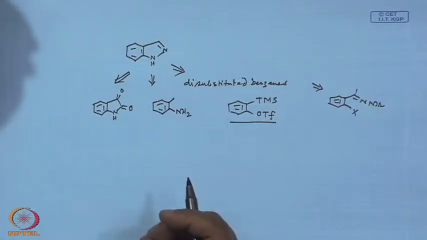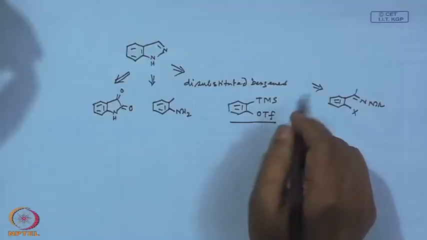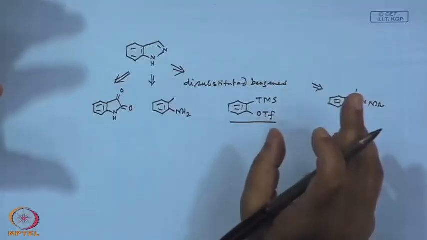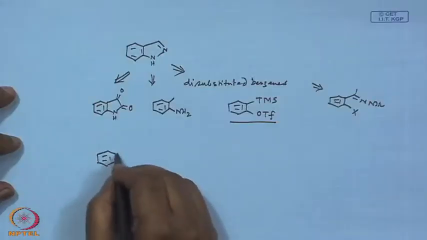If you use, let us say, cesium fluoride or potassium fluoride or tetrabutylammonium fluoride, the fluoride first attacks the TMS group and then it induces the loss of triflate. So, it is a nice important precursor at room temperature. As we will see, how to make use of it in the synthesis of indazoles. Okay. The one that is mechanistically important is the middle one, the second one.